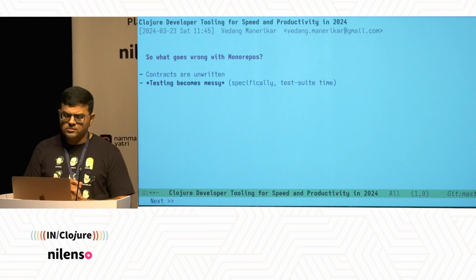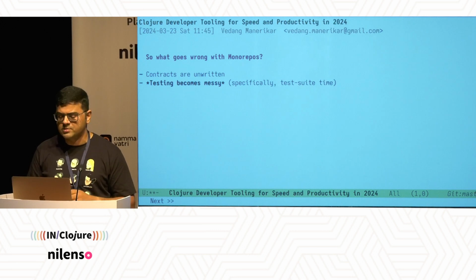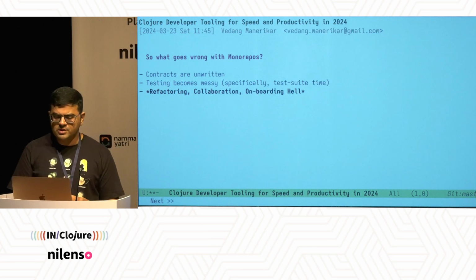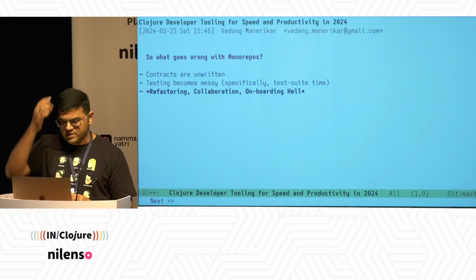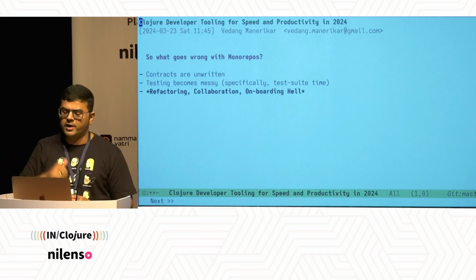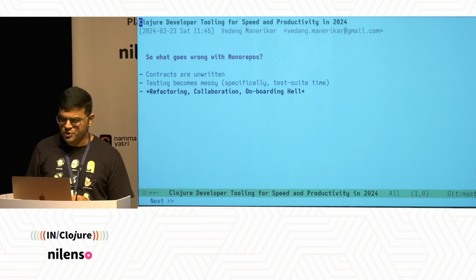Testing is generally messy. You see this as the test suite time starts to grow and becomes very problematic because everything is running at once. Refactoring, collaboration, and onboarding all become problematic because of these above two problems, because there are no clear rules about which code should be used where and which should not be used.